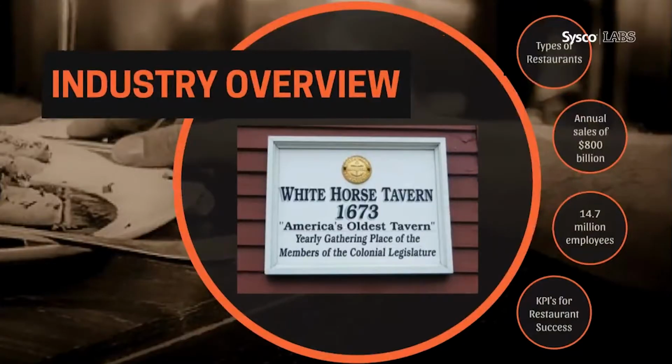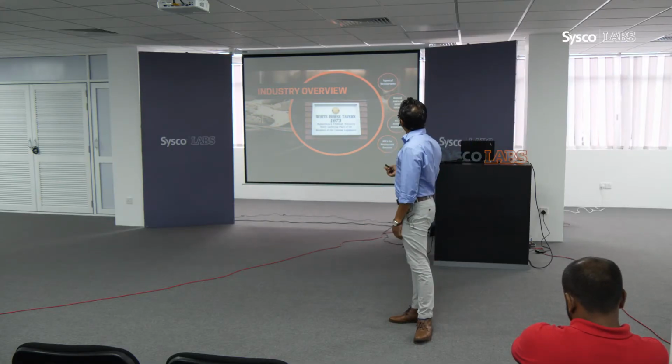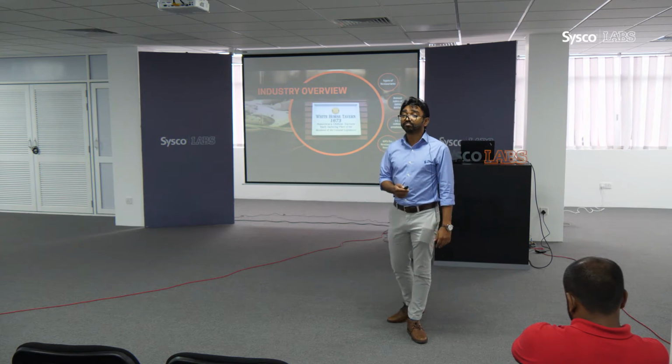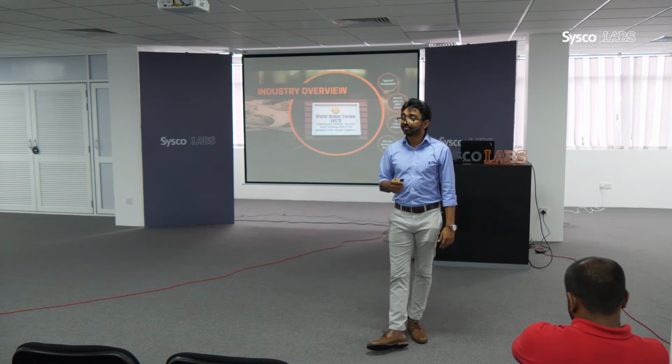Industry overview. As you know, US history doesn't go beyond 300-500 years in terms of the modern history that we know of. The oldest restaurant on record in the US that is still operational is in Rhode Island. It started in 1673, and it's a family business still running. And from those humble beginnings, the industry has evolved quite a bit, to more than a million restaurants in the continental US.